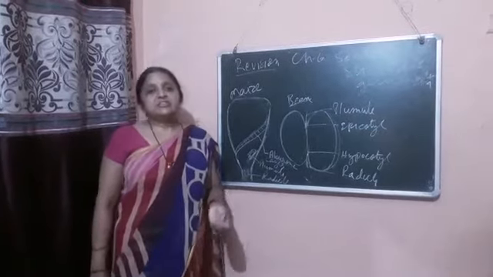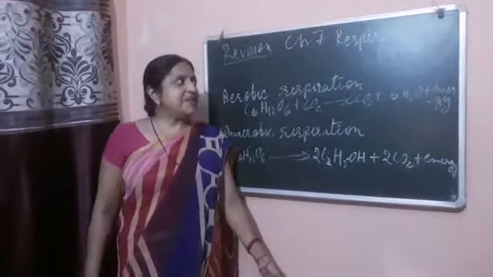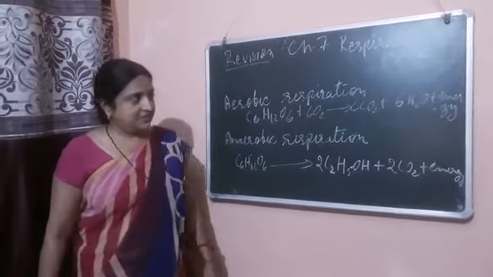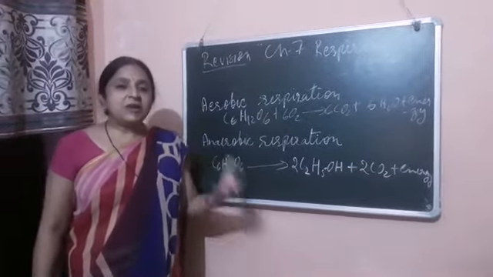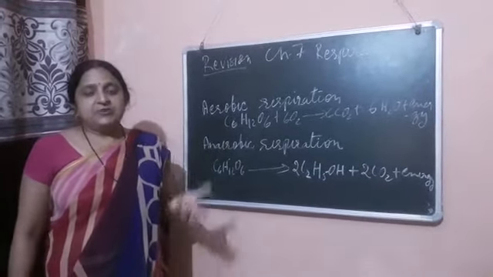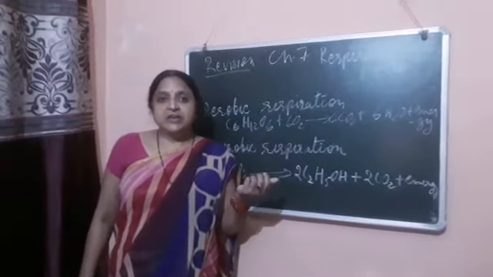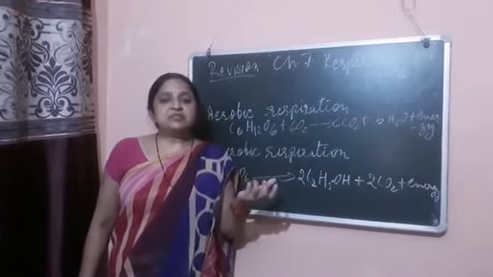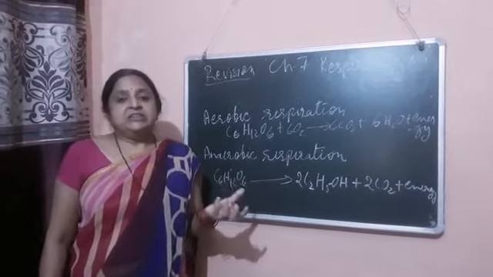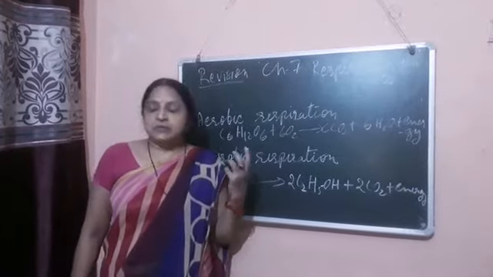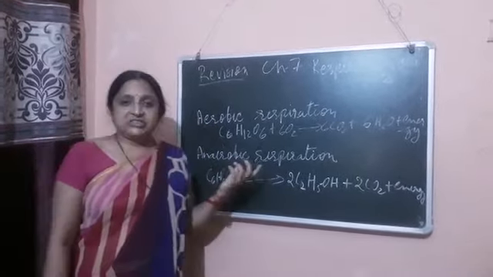So let's start with chapter 7, revision of chapter 7, and it is respiration in plants. What is respiration? Respiration is a biochemical process which takes place in each and every cell inside our body, and in this process food completely breaks down into carbon dioxide in the presence of oxygen.